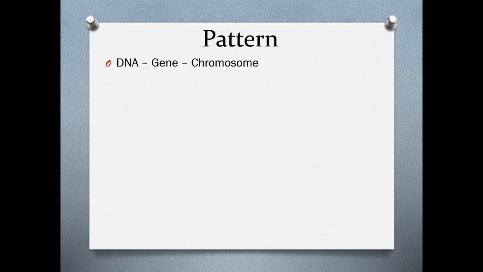So notice that there is a pattern. First of all, we have the DNA, which will be the smallest structure among the three here. Then, after DNA recombines and gets together, it is going to create a gene. And after a lot of genes are created, they are going to create a chromosome. So that is the pattern that is always going to be followed whenever DNA is getting together to form bigger structures. And this is something pretty interesting.